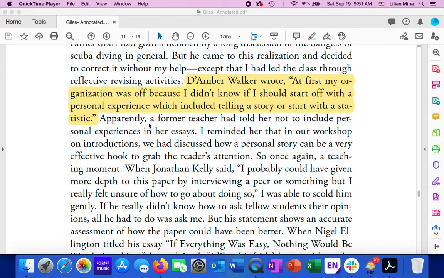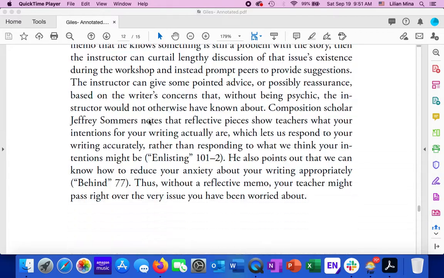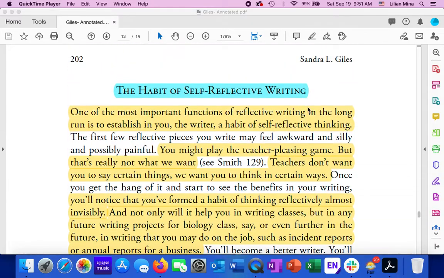You were debating whether or not to include details, whether or not to include images, what kind of images you would include, what kind of details you would add. This is all thinking about writing. This is all reflection and metacognition. Okay? Now, the more important part for me is the habit of self-reflecting writing.